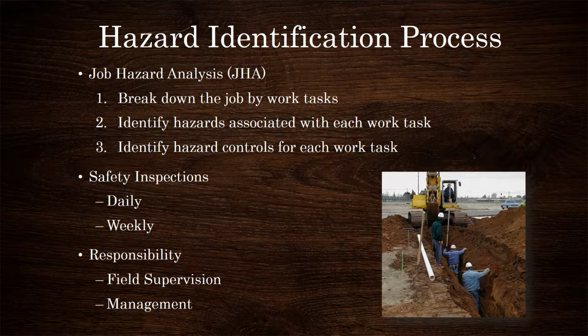After completing the JHA, it is critical that regular safety inspections are performed to ensure hazard controls are in place during construction. It's important to note that only the known hazards can be identified during the JHA process. Unknown hazards can develop as construction progresses and conditions change.